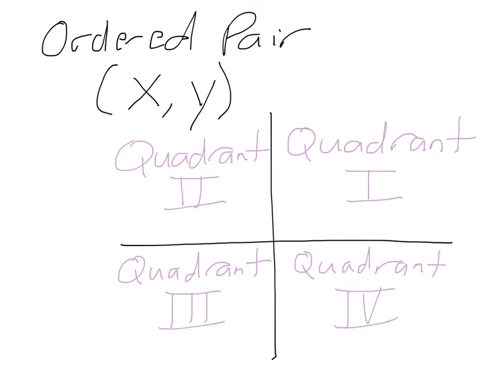Now, all right, tell me something. Think about all the ordered pairs in quadrant 1, because they actually have something in common. What do all the ordered pairs in quadrant 1 have in common? Both the domain and range are positive. Good. We call it the positive quadrant because both the x and the y will be positive.